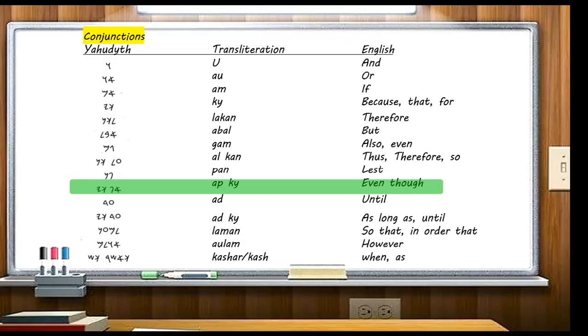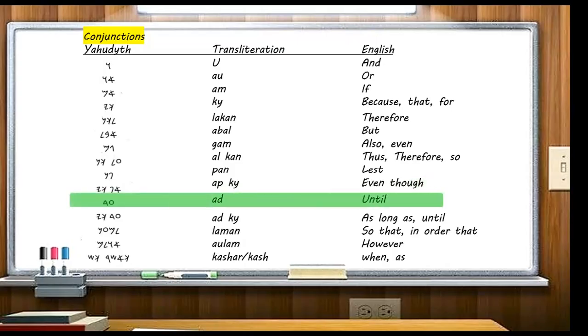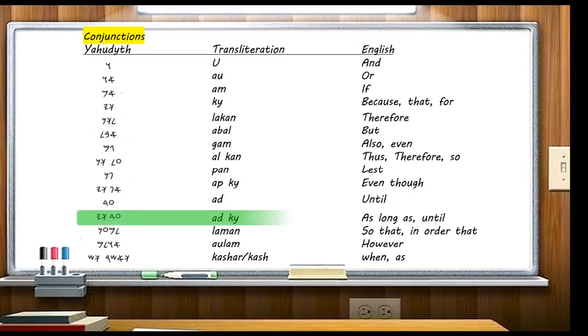Until would be ad, ain dalat, so that's ad. Then we get to as long as, or until, and that's ad ki, ad ki. Of course, ain dala, kaf yad, and so you have here ad ki, as long as or until.